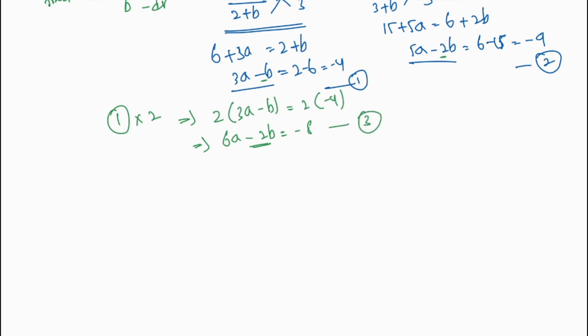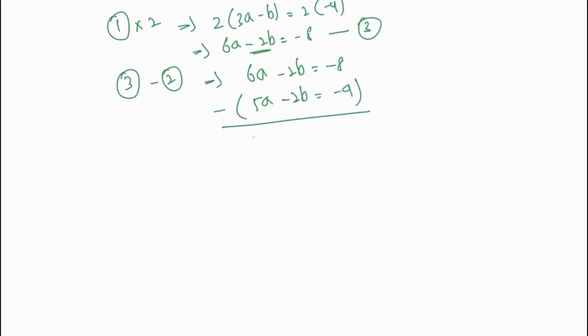So we will take this as third equation. Now we will subtract third equation and second equation. What you will get? 6a minus 2b is equal to -8 and minus of 5a minus 2b is equal to -9. Okay, here 6a minus 5a is what? It is a, and minus 2b plus 2b is what? Minus into minus plus. Okay, it is 0. Is equal to -8, and minus into -9 is +9. -8 plus 9 is 1. Here we got a is equal to 1.